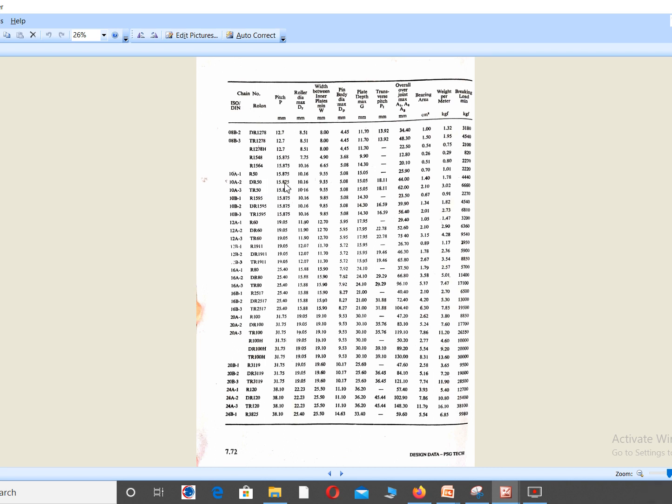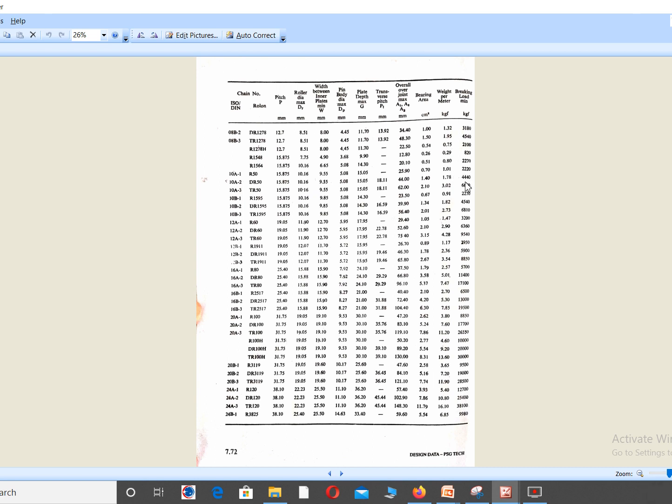So it is purely based on the pitch value, and we have selected duplex. If it was simplex, we would select some other one. So this is the particular type of chain that we are going to select. Now there are different parameters. You can see from the table there are different values, for example the roller diameter, the inner width, etc., and the maximum breaking load. We'll need that in future, so just make a note of this value.